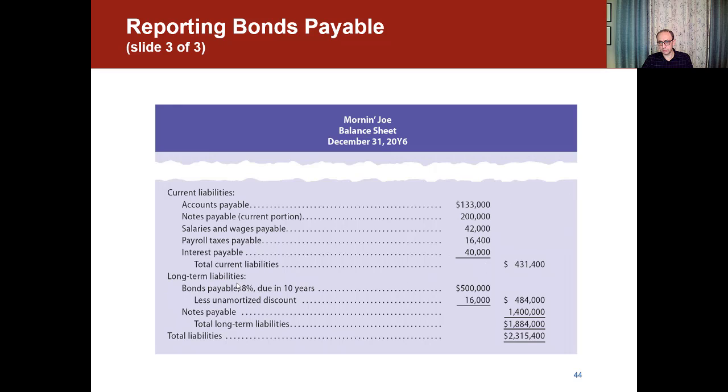And then under the long-term liabilities, we have the bonds payable for 8%, which is the interest that's paid for these bonds due in 10 years. And then we're subtracting the discount, and we always subtract the unamortized portion of the discount. So it's $500,000 minus $16,000, and that's going to be $484,000. The $484,000 is what we call the carrying value of the bond, or simply also the book value of the bond. And then we have notes payable, and we add all these together, and that would give us the total long-term liabilities. And then when we add all the three numbers together, you get the total liabilities.